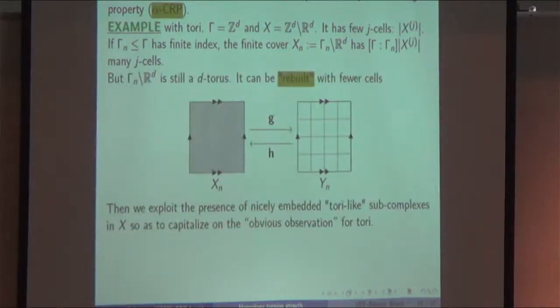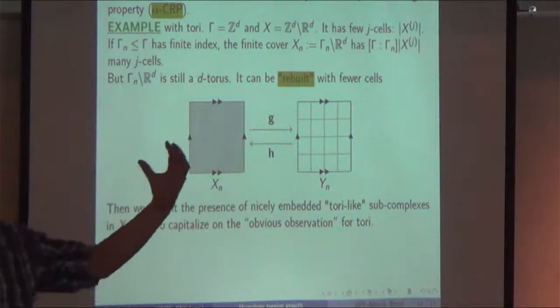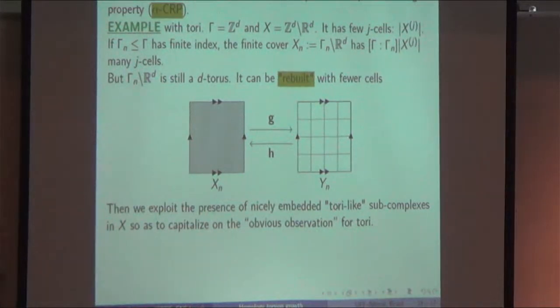Okay? If you have a torus, gamma equals Z^d, then the space X is just R^d mod Z^d. So it has a certain number of cells. Now if you take a finite index subgroup, the cover is again a torus. It has many more cells, indeed exactly the index times the number of initial cells. Okay, so it's something like that. Quite a complicated cellulated space. Okay? And rebuilding consists essentially in that.